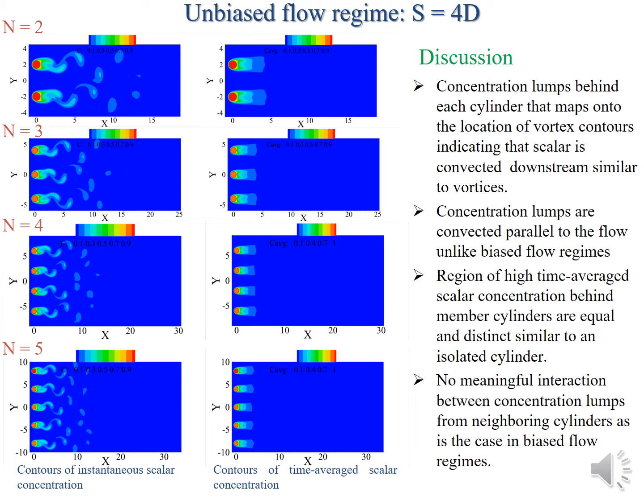So as we can see, the scalar concentration is transported almost parallel to the flow, and there is really minimal interaction between the scalar from different sides. You can see even far downstream we can tell which vortex was shed by which cylinder. And that phenomenon is consistent as you increase the number of cylinders in the configuration.